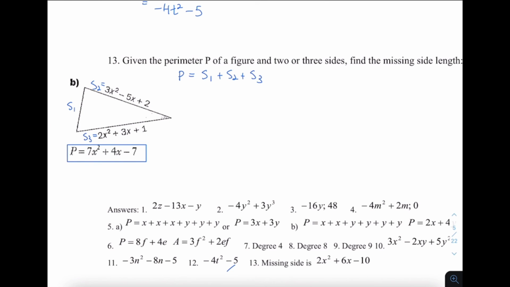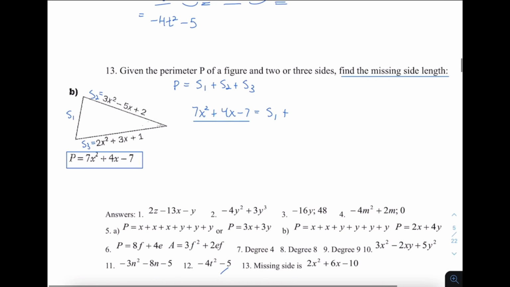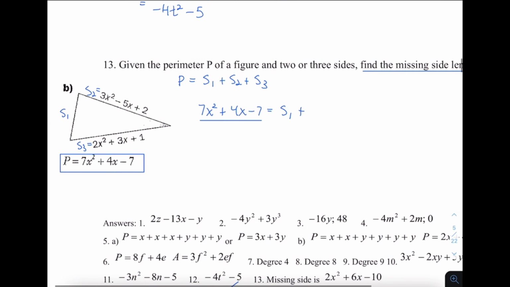So what I'm going to do is substitute in 7x squared plus 4x minus 7 for my perimeter. S1 is what I'm trying to find. It says find the missing side length. And then what I'm going to do is put in S2 and S3. So S2 is 3x squared minus 5x plus 2 plus 2x squared plus 3x plus 1.